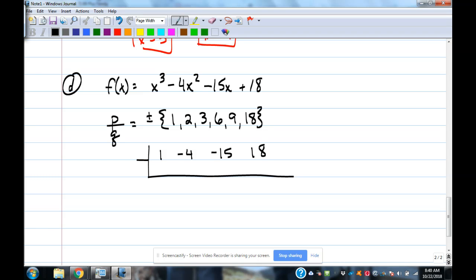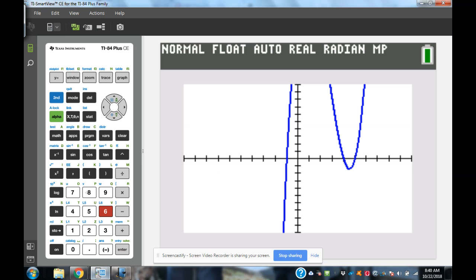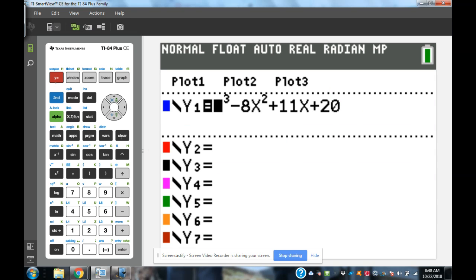How do I find that out? Graph the polynomial x cubed minus 4x squared minus 15x plus 18.